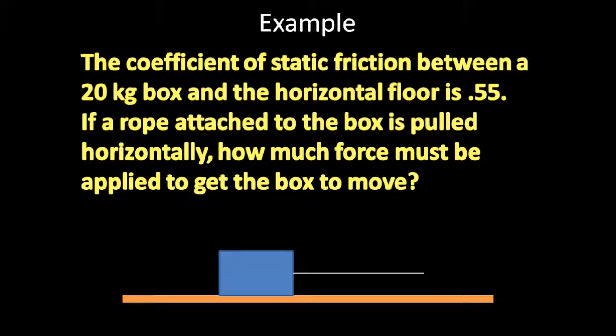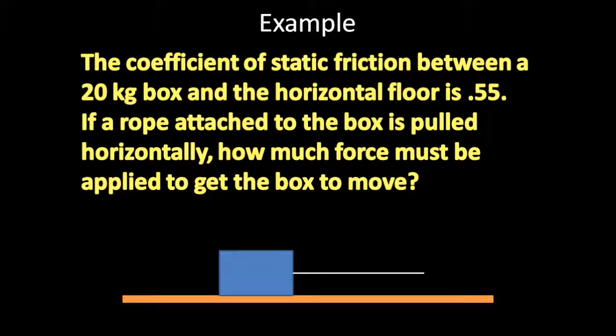So let's try a quick example. The coefficient of static friction between a 20 kilogram box and the horizontal floor is 0.55. That's actually moderately high. A rope is attached to the box and is pulled horizontally, obviously to the right. How much force must be applied to get the box to move? So we're talking about static friction since it's not moving, and that's why it's important to know the coefficient of static friction. By the way, the coefficient of kinetic friction would likely be a smaller number because, as mentioned earlier, it's harder to get something to move than it is to keep it moving. So what do? Why, that's right.